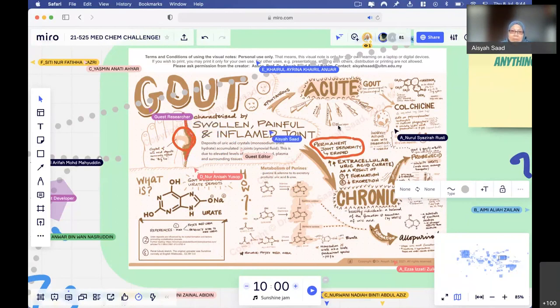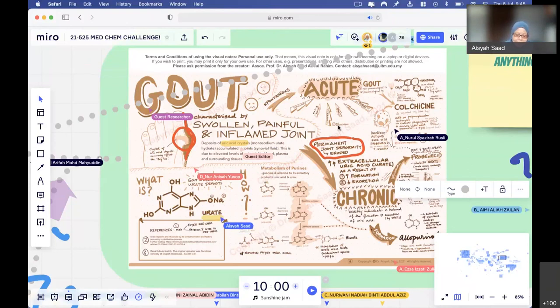So from a chemistry point of view, let's see whether I can use a highlighter. Okay, uric acid. When you say uric acid crystals in gout, from a chemistry point of view it's actually about a supersaturated solution. When you have too much of an element or compound in water, for example, or in a solvent, at the end of the day they would form a supersaturated solution. So this is what happens in gout. And who's the culprit? The culprit is urate.